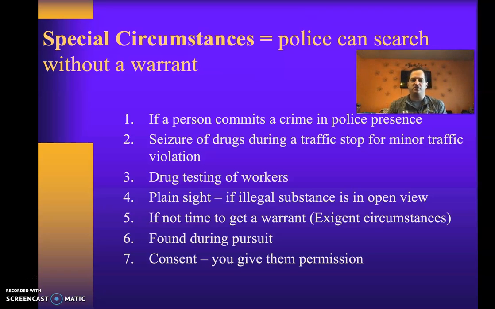Number 6, found during pursuit. Again, if cops are chasing you for whatever reason, and then they find you, they can search you. Or if you're throwing stuff out the windows as you're running from the cops, they're going to have the right to search all of that. That's found during pursuit. And number 7, probably where a lot of their searches come from, is consent. Cops are very good at asking you, hey, do you mind if I search your purse or search your backpack or search your car? And a lot of times people feel like they don't have the right to say no, which isn't always the case, but they get your consent to search.